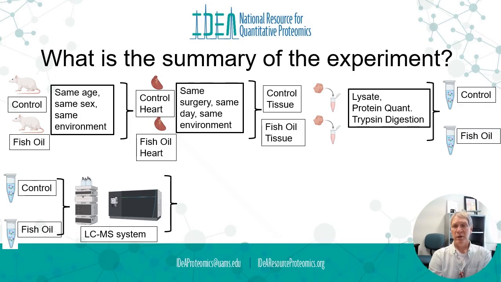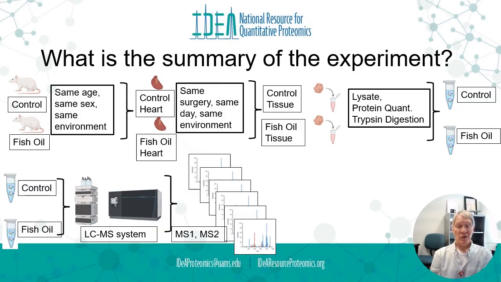We're going to want to intermingle these. We're not going to want to run all the controls first and all the fish oil second. We're going to want to randomize how we run these, so that's not a batching. We're going to get all this information, the MS1 and MS2 information for each one of those runs.